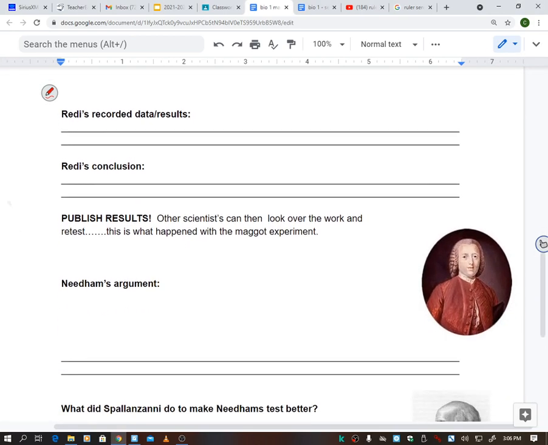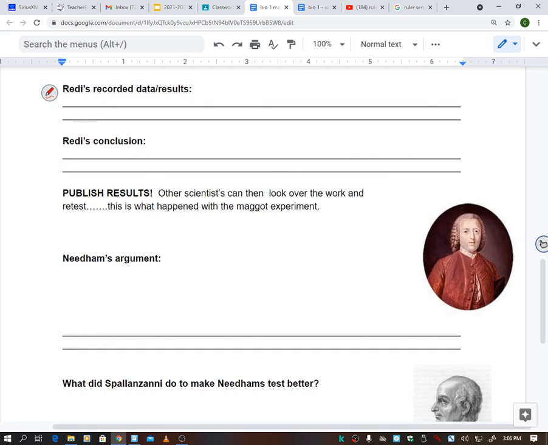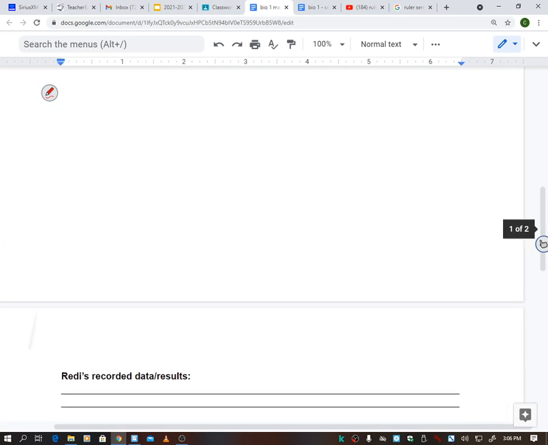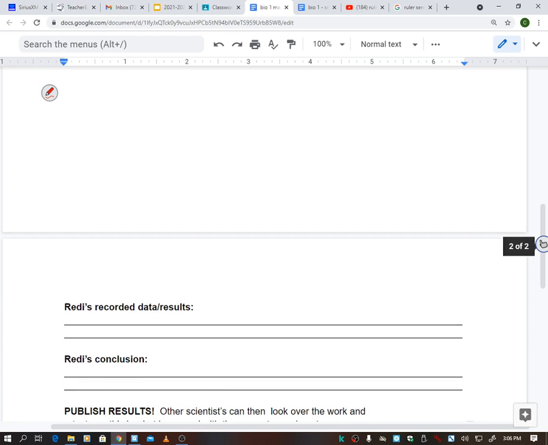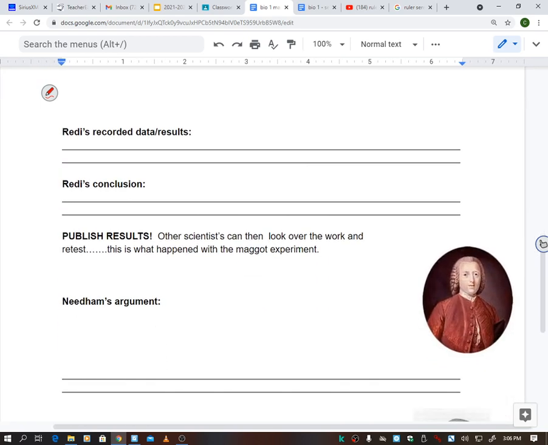Ready's recorded data and results. So when we're doing a lab write-up, we have our experiment, and then after the experiment, we have our data. So his data would be: no lids equals maggots, lids equal no maggots. Now this is very simplistic.